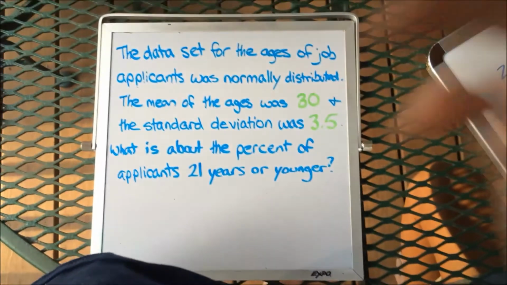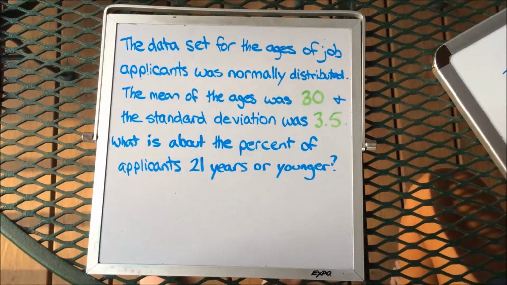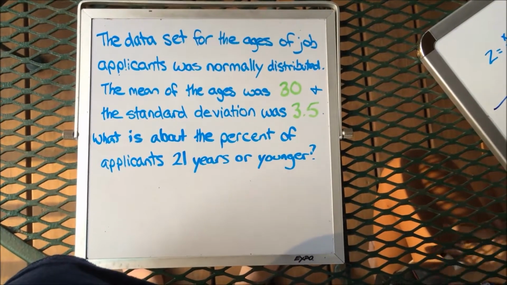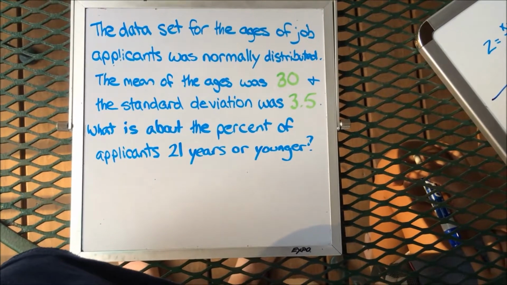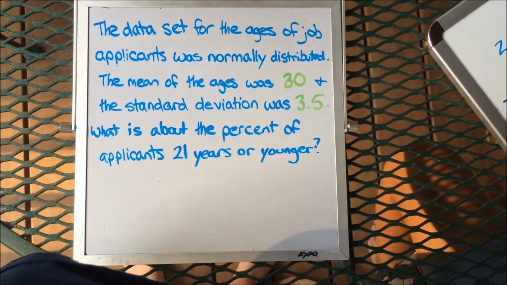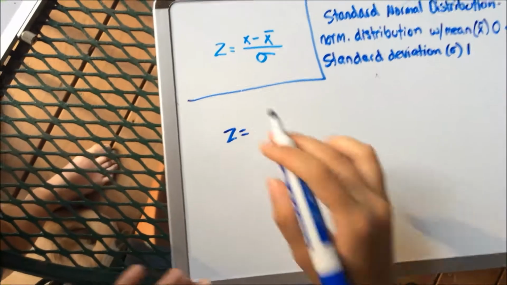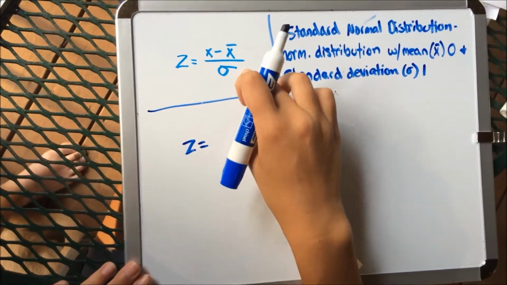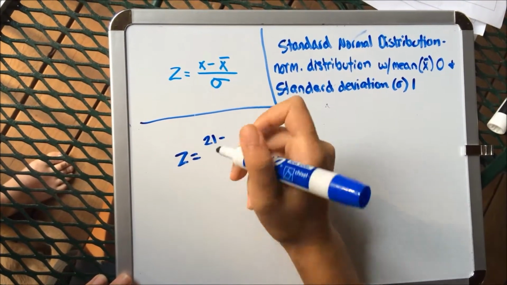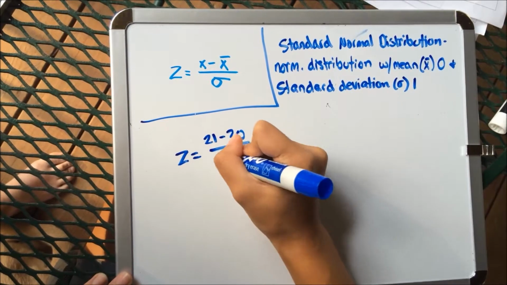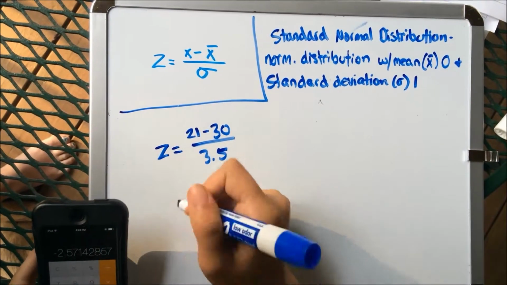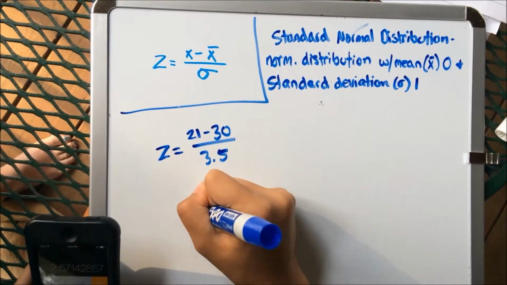Okay, for this problem, the problem reads, the data set for ages of the job applicants was normally distributed. The mean of the ages was 30, and the standard deviation was 3.5. What is the percentage of applicants 21 years or younger? So you're going to need to plug your information into your formula. So they're looking for 21 years, which will be x, minus the mean, which is 30, over 3.5. And you get approximately negative 2.57.